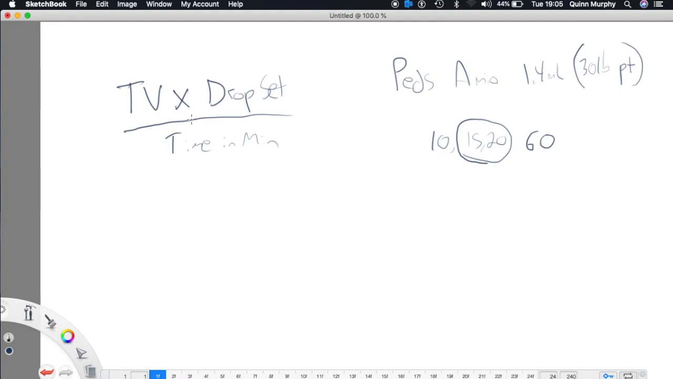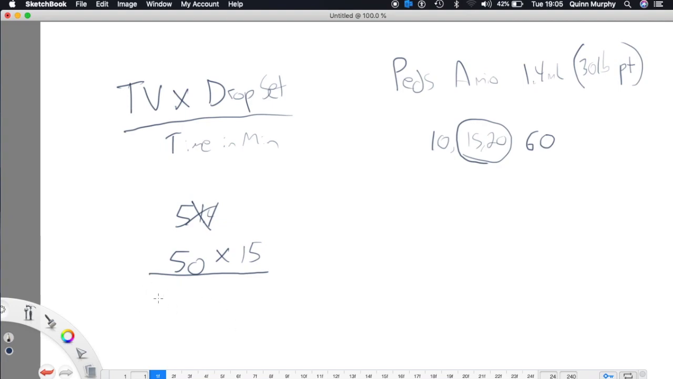So we're going to take our PEDS amio 1.4 mLs and add that to our 50 ml piggyback bag. So we have a total volume of 51.4. Now really you don't have to do this, you can just figure it out for 50, which is what we're going to do to make our math simple. So 50 mLs times a secondary drop set, so let's say 15. And we're going to divide it by the time in minutes that we need to give this medication.